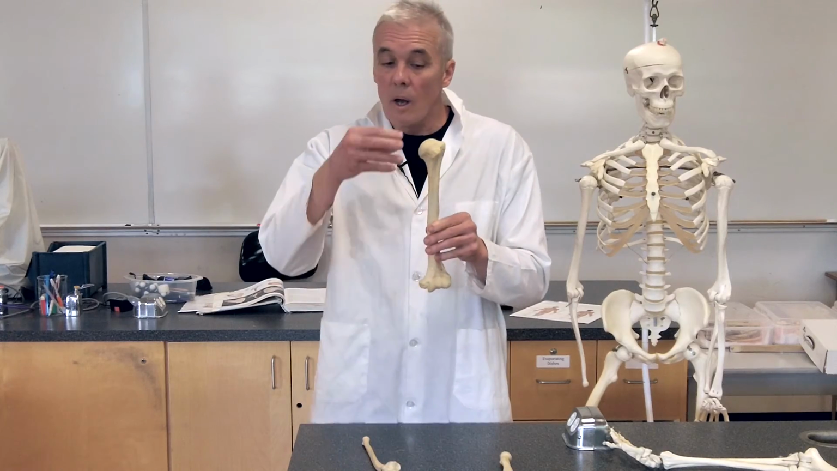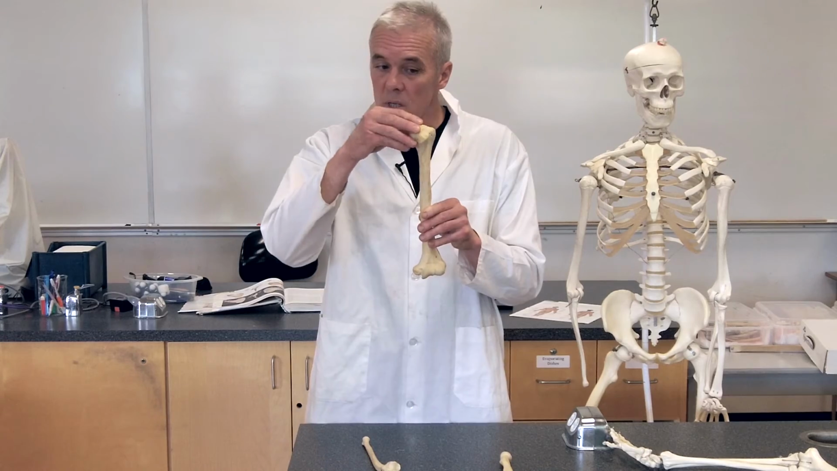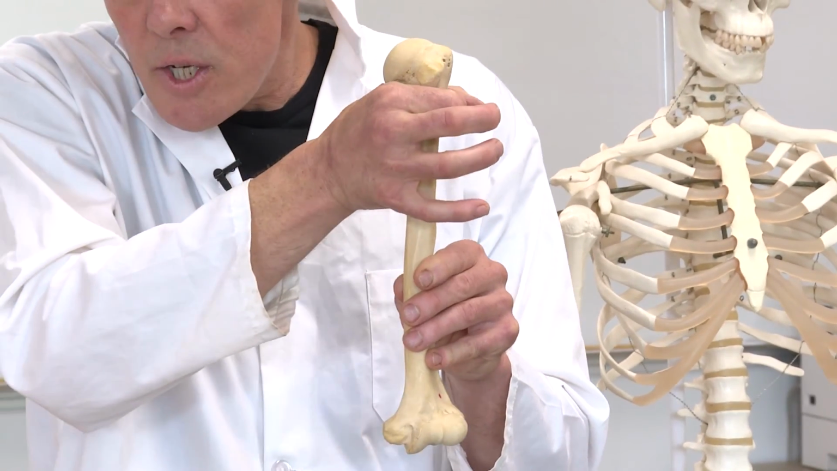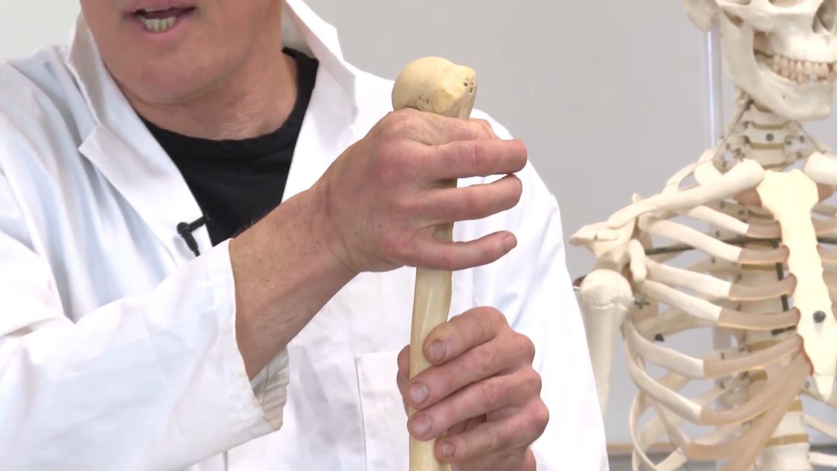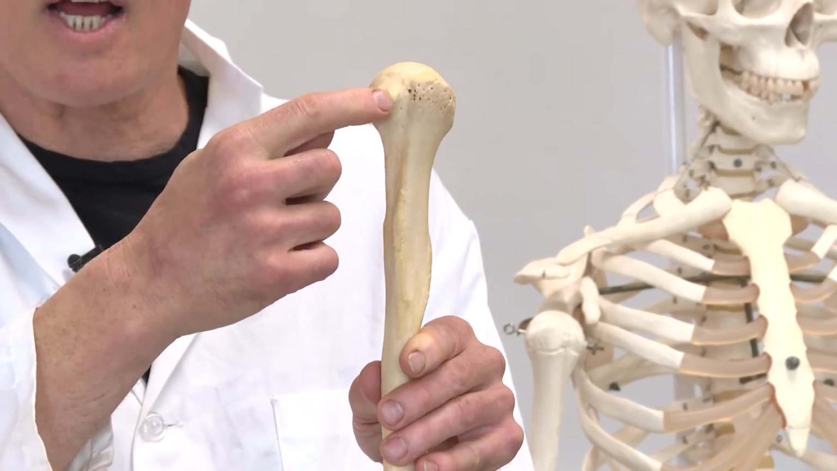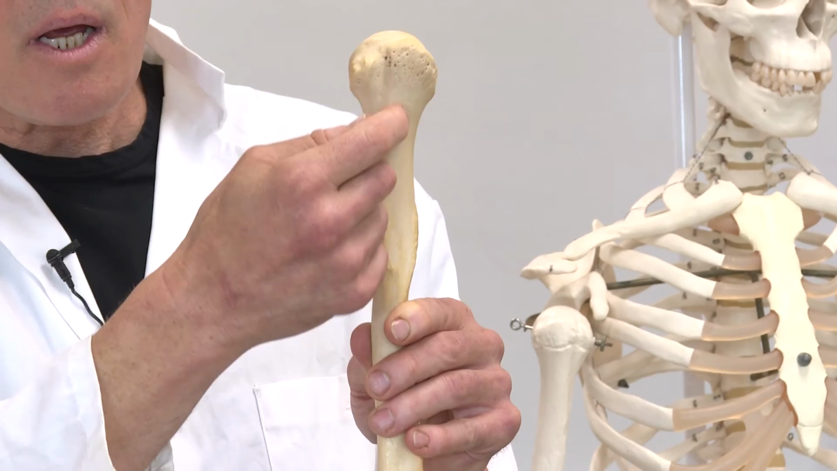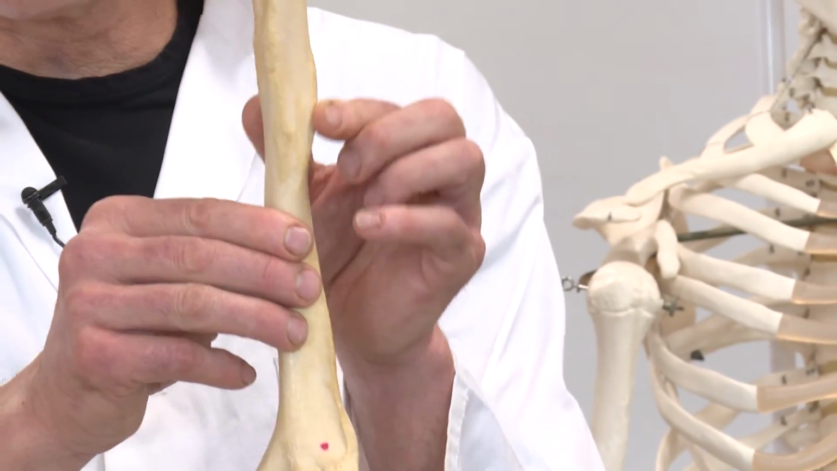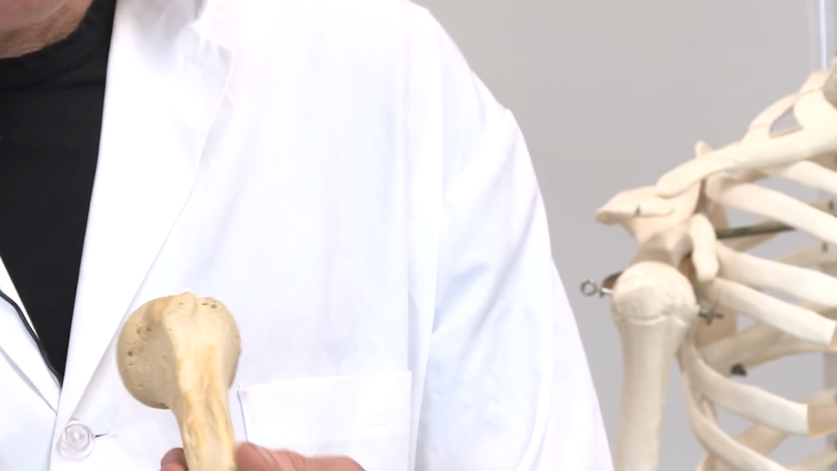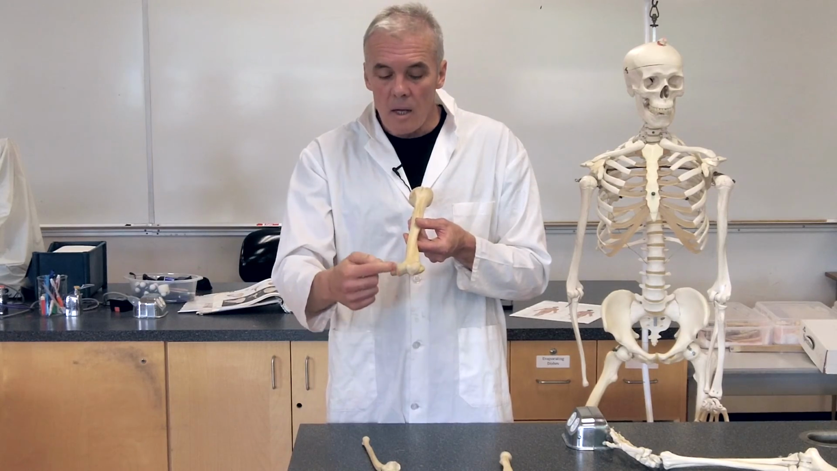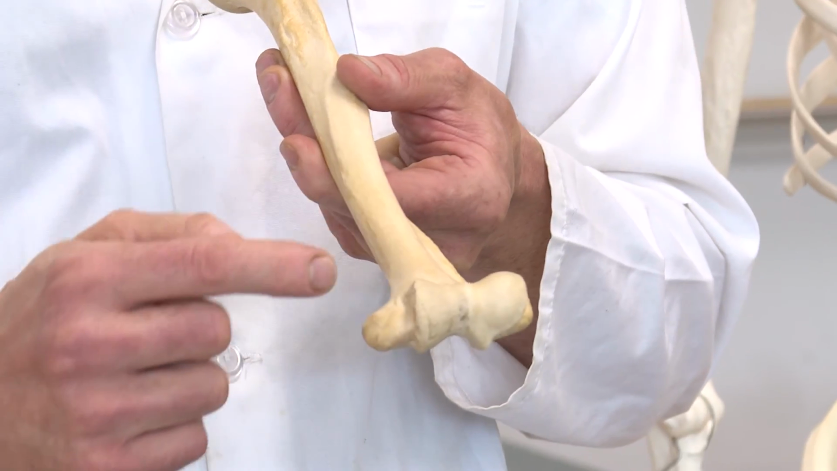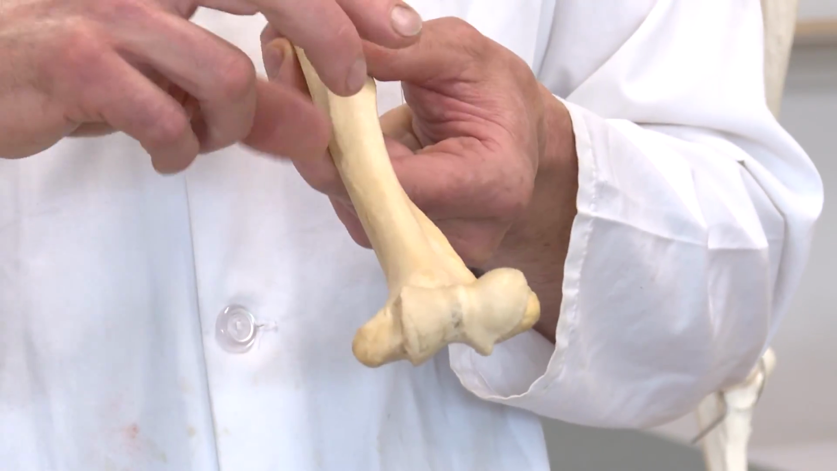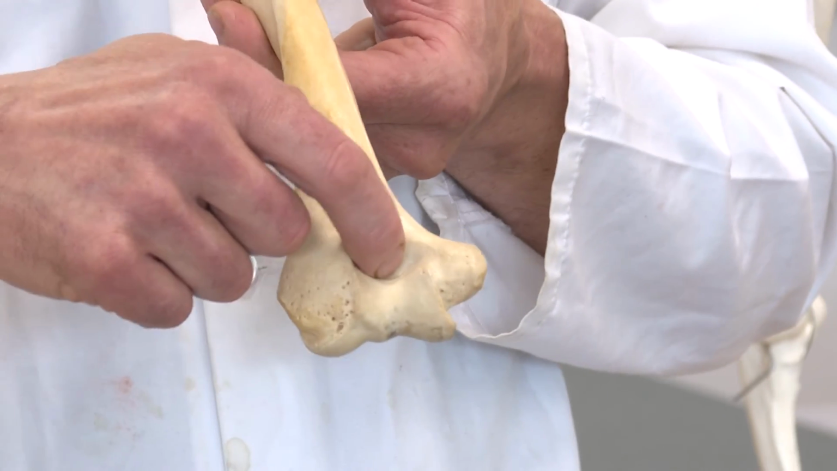Quick review. Head of the humerus, immediately behind the anatomical neck. This is the surgical neck where it normally breaks. The greater and lesser tubercles, the intertubercular groove, the deltoid tuberosity, the trochlea, the capitulum, the medial epicondyle, lateral epicondyle, olecranon fossa.